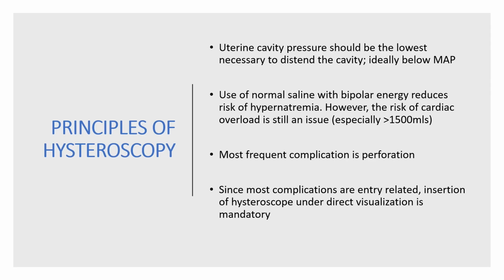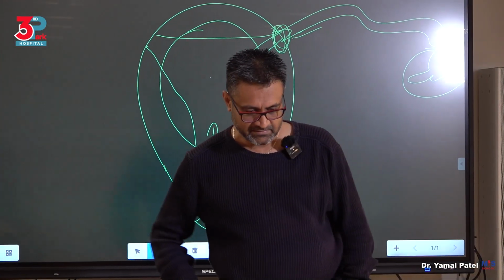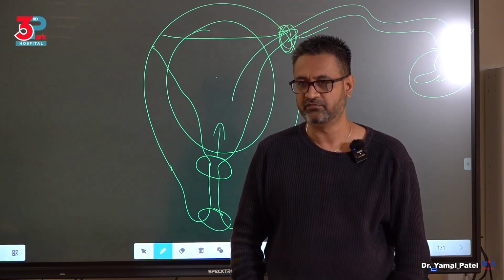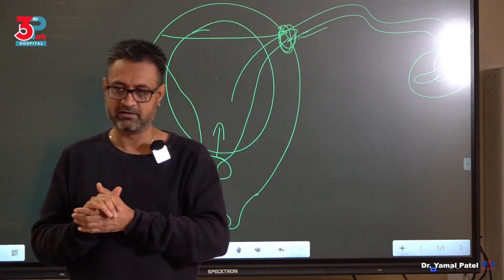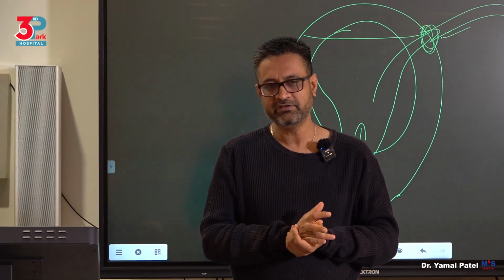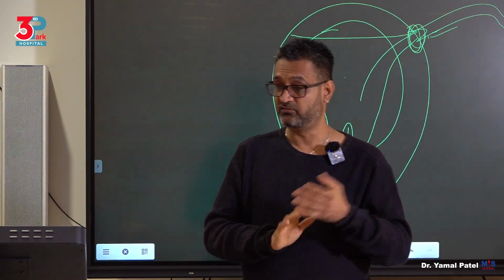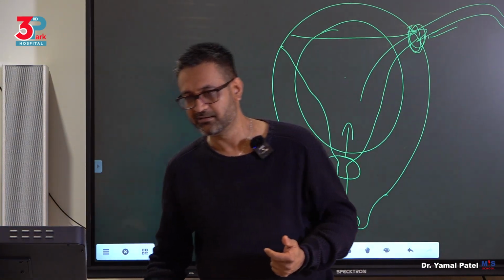Another principle is the use of normal saline with bipolar energy reduces the risk of hypernatremia. So what do I mean by that statement? When we discuss fluid, because fluid is of different types that we could use for distending the media, we'll talk about fluid in a while. So when we talk of fluid, you're talking of fluid that could either be isotonic, like saline, or could be hypertonic or hypotonic, okay?